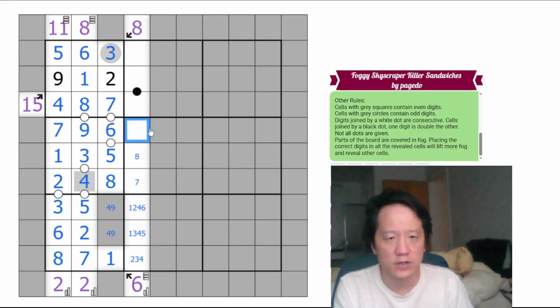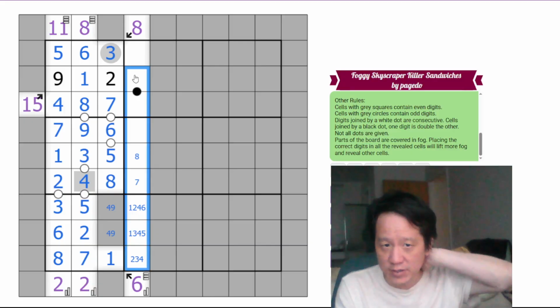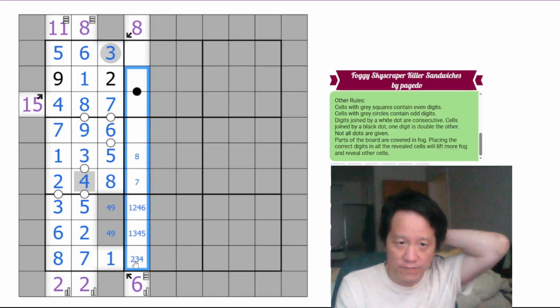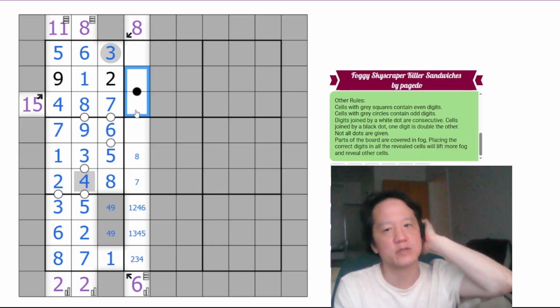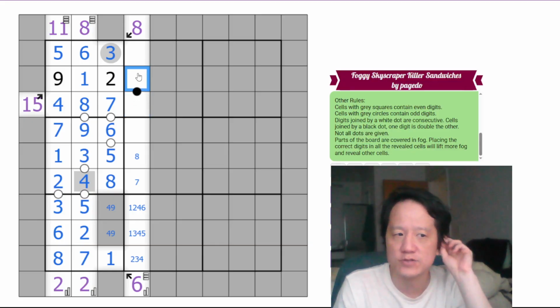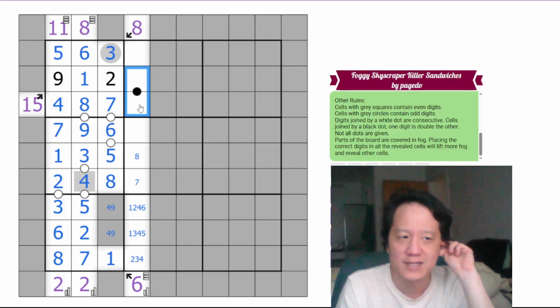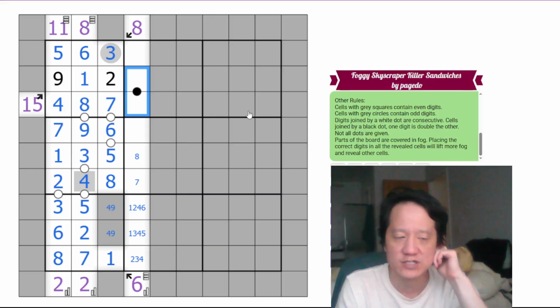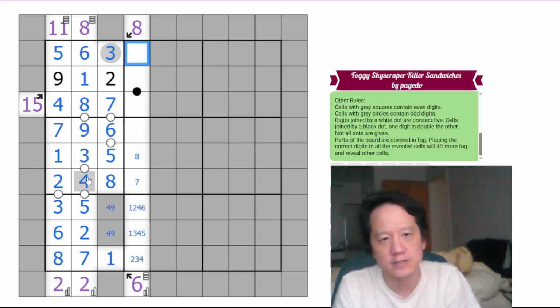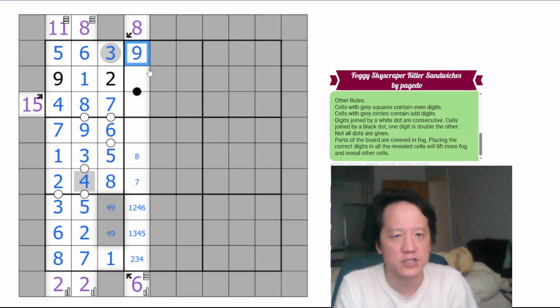Okay, so we know 9 has to be in column 4. It can't be any of these. It can't be here. It can't be next to the black dot, which is the black Kropke dot, which gives you a 1 to 2 ratio, because 9 is double 4.5, which is not a digit. And if you double 9, you get 18, which is not a digit either. So the 9 has to be here. So it will see the 9 here.